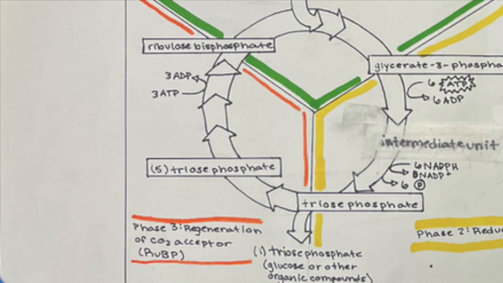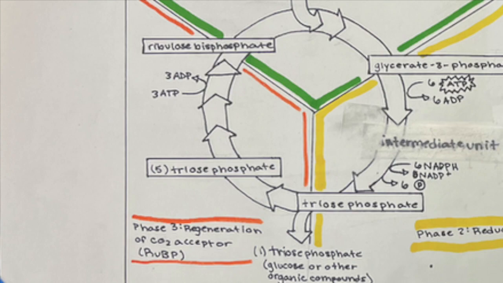Now, not all triose phosphates can be used for production of glucose, so the majority of triose phosphate produced actually goes towards regenerating ribulose bisphosphate. In order for the Calvin cycle to cycle continuously, ribulose bisphosphate has to be produced as much as it's consumed, and this is done with ATP.